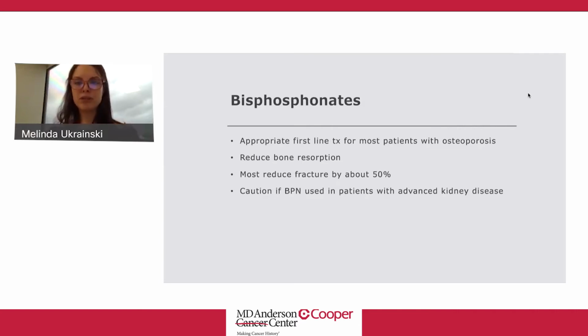3 of the 4 bisphosphonates that I mentioned, alendronate, risedronate, and zoledronic acid, are effective at reducing fractures at the hip, spine, and also reducing non-vertebral fractures. Ibandronate only shows efficacy for reducing vertebral fractures, so it's not used as commonly as the other 3 that I mentioned. Risedronate and alendronate are taken orally, and zoledronic acid is given once a year through the IV. That's IV Reclast if you're more familiar with that one.